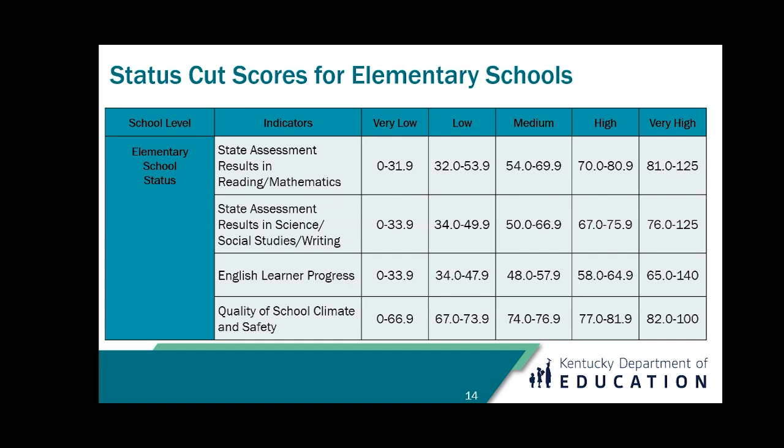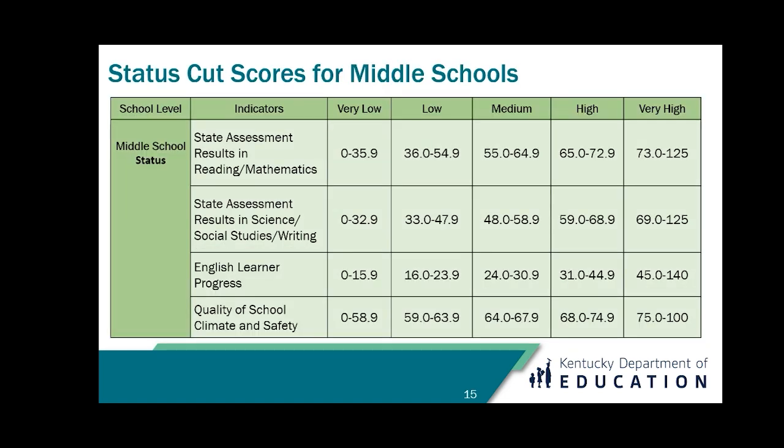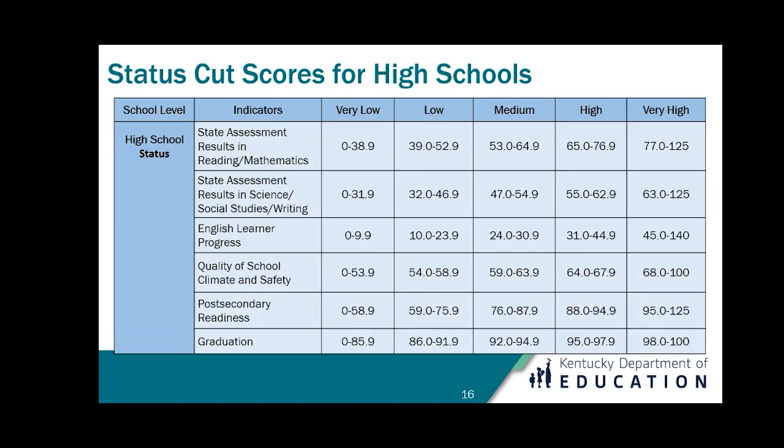These are cut scores for elementary schools. These are status cut scores for middle schools. And these are the status cut scores for high schools. You will notice that the graduation rate indicator appears in this table.